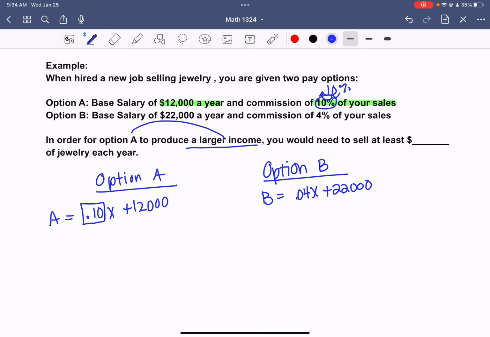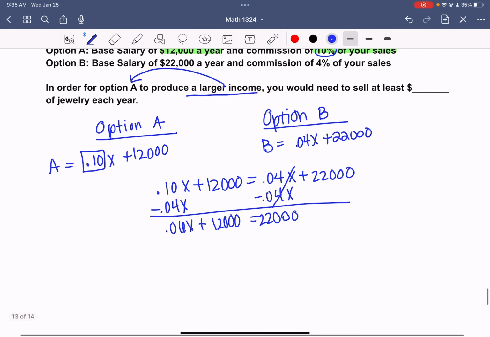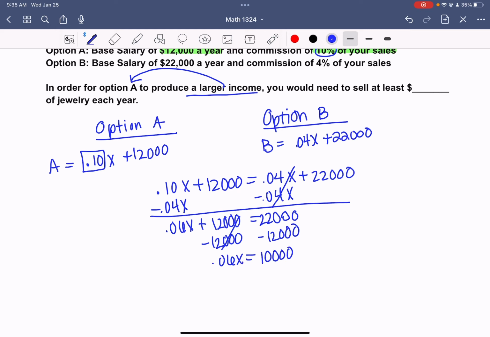Now, we want to produce a larger income. Like, when is it going to be more with these percentages of sales? So I'm just going to set them equal. So I'm going to say 0.10x plus 12,000 equal to 0.04x plus 22,000, and I'm going to solve that out. So first I'm going to get all my x's together. I'm going to subtract over that 0.04, and that leaves me with 0.06x. Now I'm going to isolate that x, and so I'll subtract 12,000. Gives me 0.06x equal to 10,000.